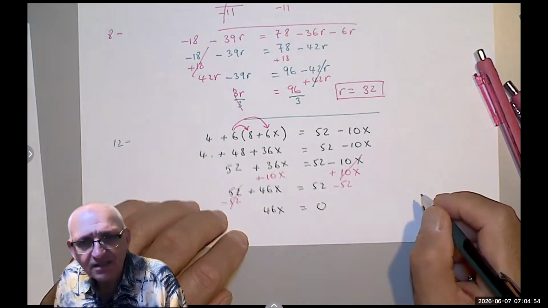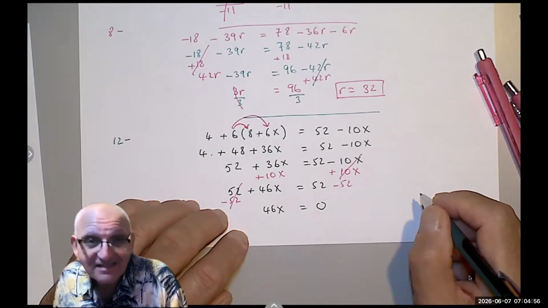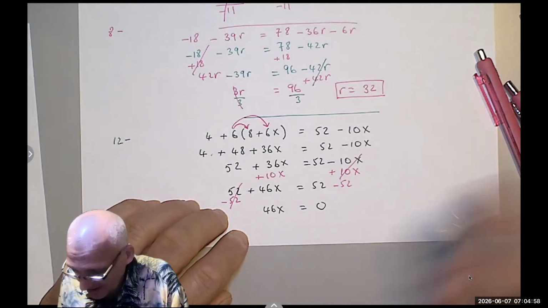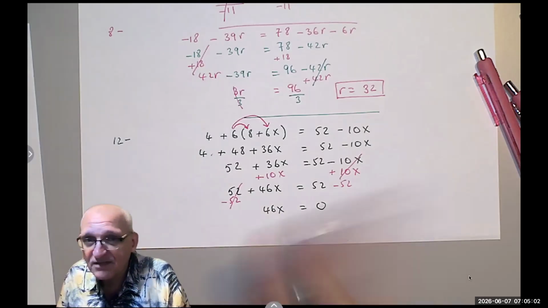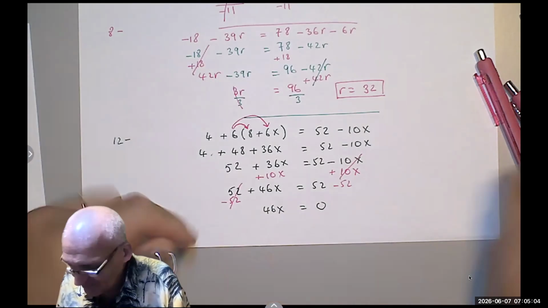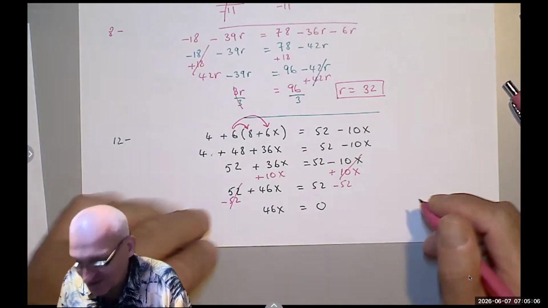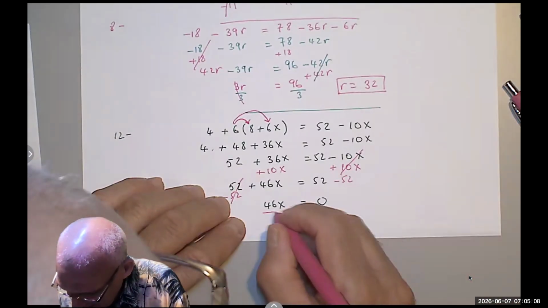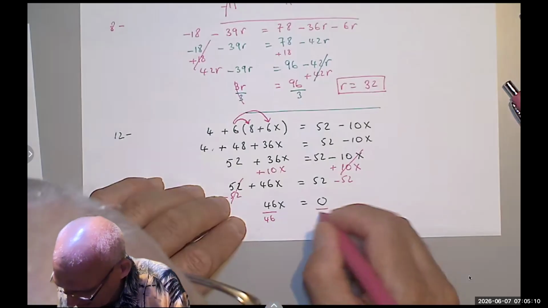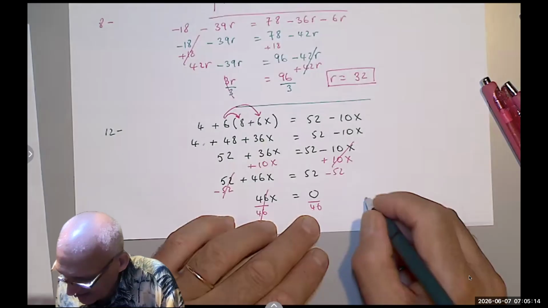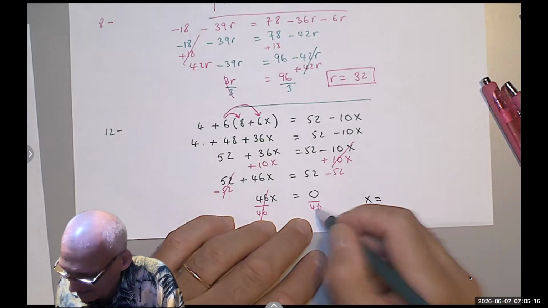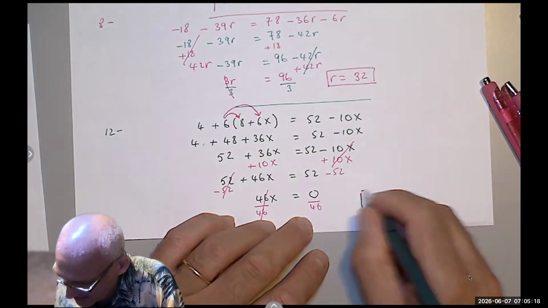What does that mean? It means that x has to be 0, because you cannot multiply a number by another number and get 0, except if one of them is 0, right? And since the 46 is not 0, then the x is. You divide both sides by 46 to release the x, and you get x equals 0 divided by anything is 0, so x is 0.